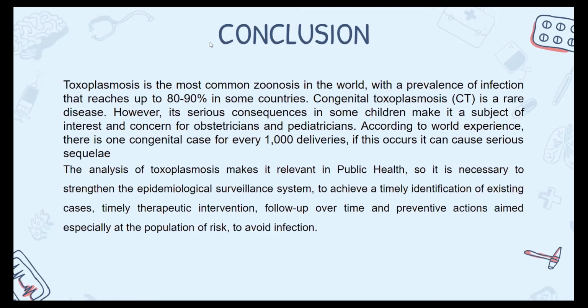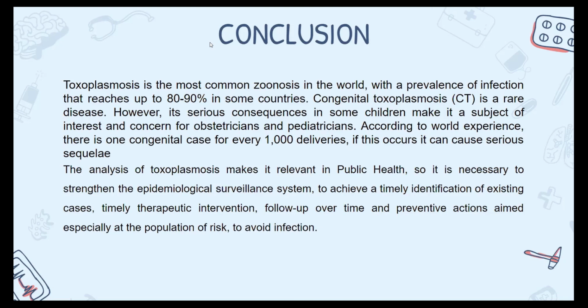In conclusion, toxoplasmosis is the most common zoonosis in the world, with a prevalence of infection that reaches up to 80-90% in some countries. Congenital toxoplasmosis is a rare disease. However, its serious consequences in some children make it a subject of interest and concern for obstetricians and pediatricians. According to work experience, there is one congenital case for every 100 deliveries. If this occurs, it can cause serious sequelae.